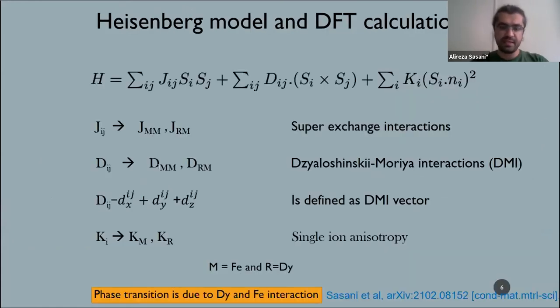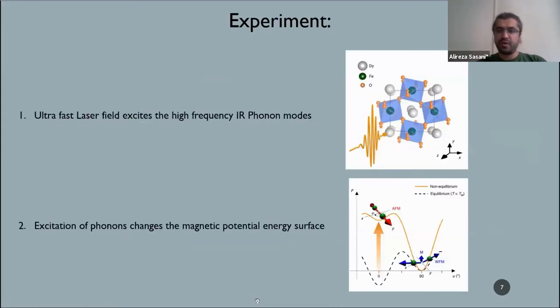We had already made a model to study this material. In particular, we used an extended Heisenberg model to study spin reorientation and magnetization reversal in these materials, in which we included the exchange, the Dzyaloshinskii-Moriya interaction, and single-ion anisotropy. And by using this model, we showed that the interaction between the two sublattices is the mechanism that makes this spin reorientation happen. So let's move to the experiment.